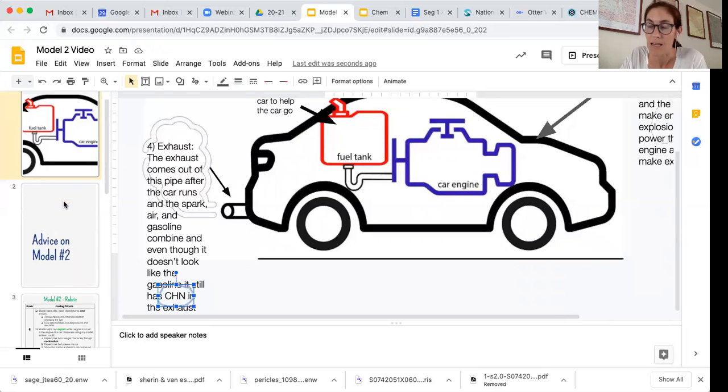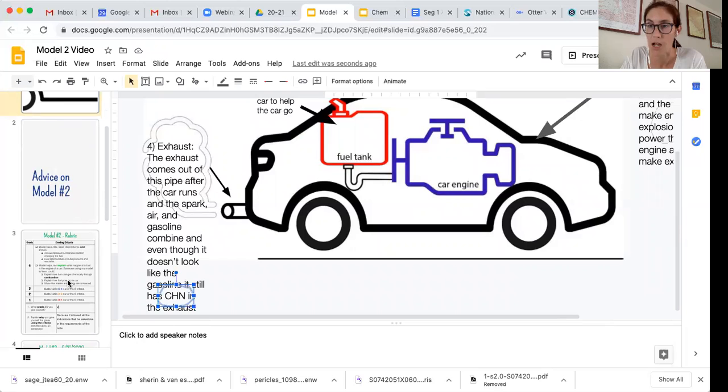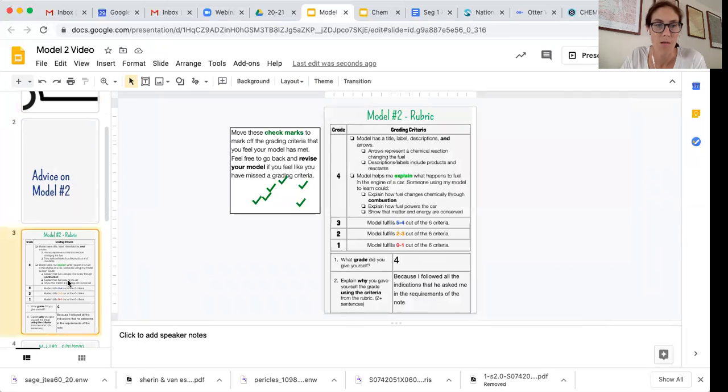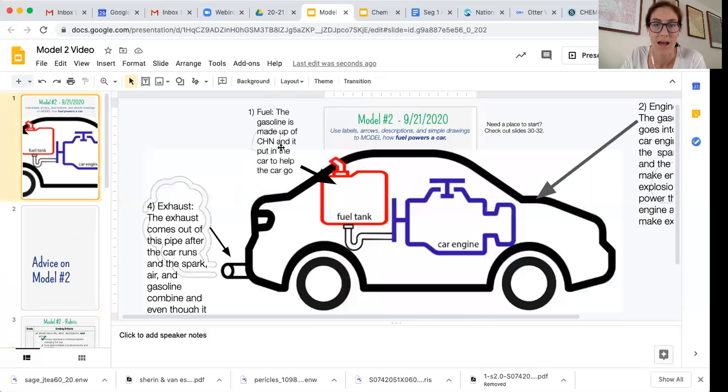So now let's see how we can use the rubric to go back and check if this person could add anything to her model, right? So does the model have titles, labels, and descriptions? Yeah, absolutely do, with arrows that represent chemical reaction changing the fuel. So we definitely have that in the order of the numbers. That shows the flow from 1 to 3. So that's great.